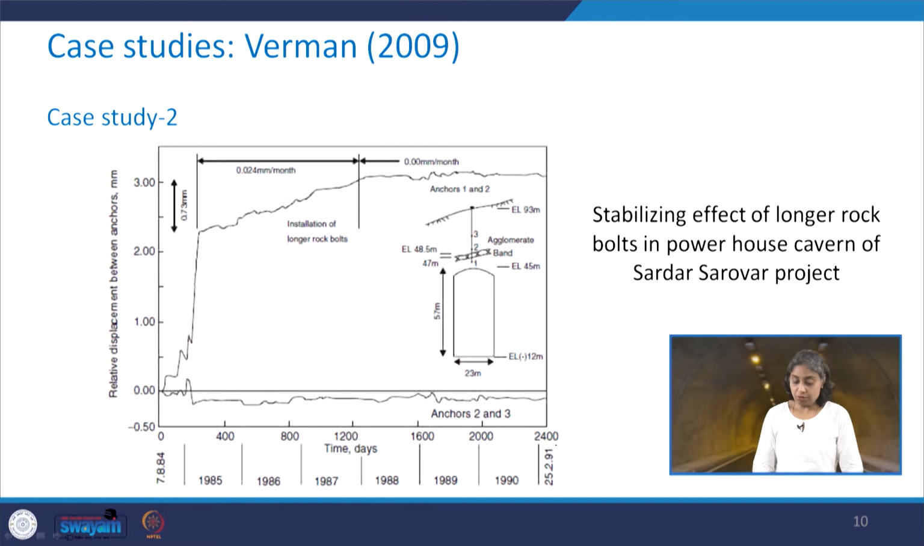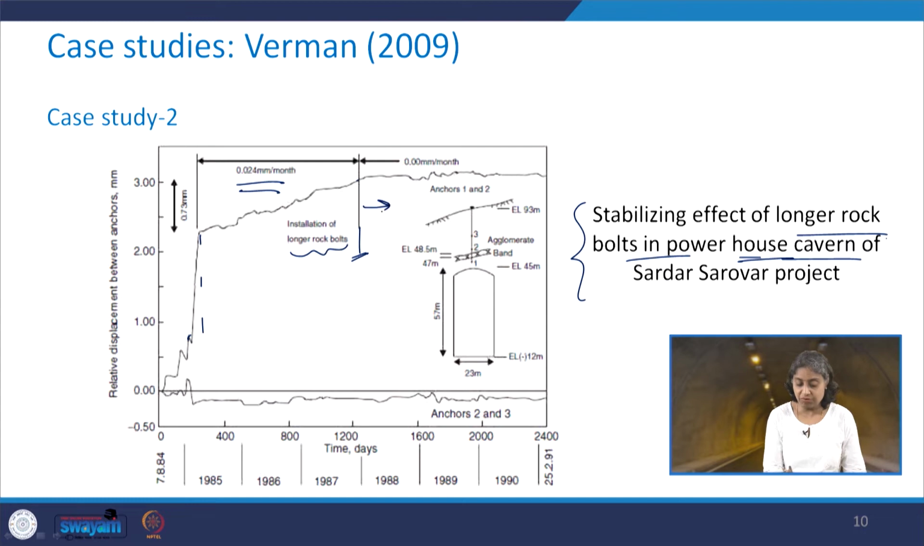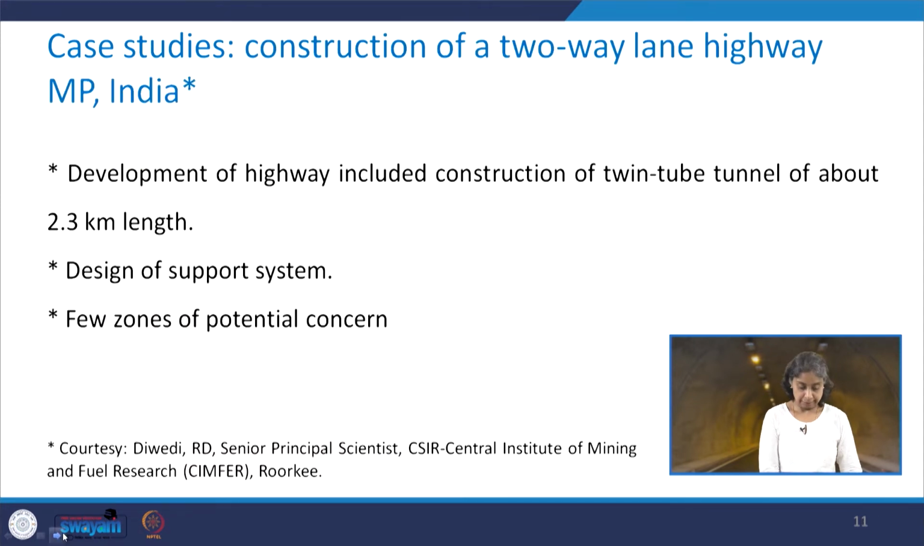See, this is how the stabilizing effect of the longer rock bolt in the powerhouse cavern was there. Earlier it was all rising, and beyond this time the rate was, although small, still rising. So, here they provided the longer rock bolts, and see what happens beyond that. It is more or less stable, with no more increase in the relative displacement between the anchors of the extensometer.